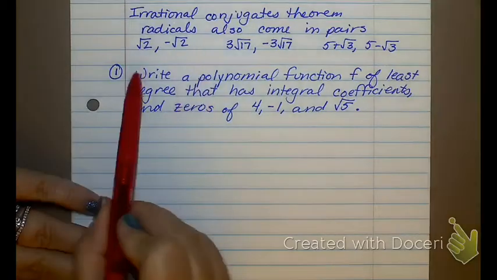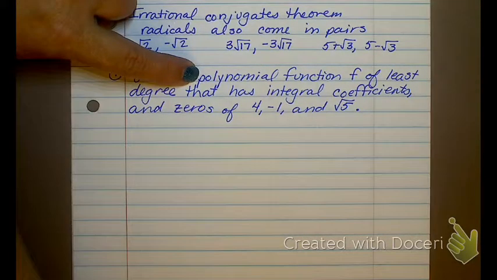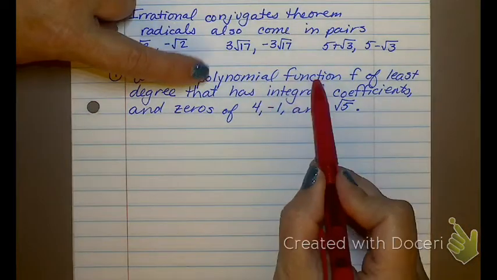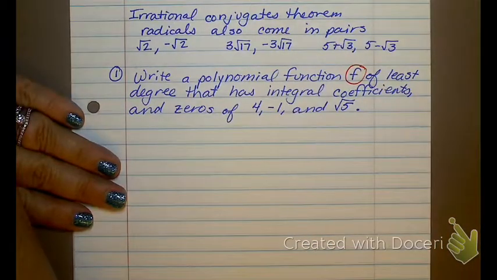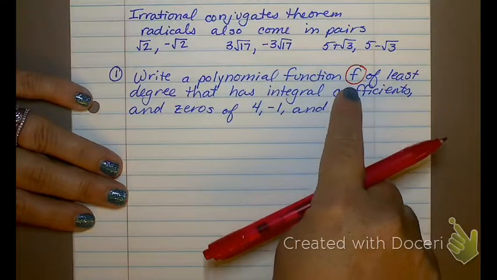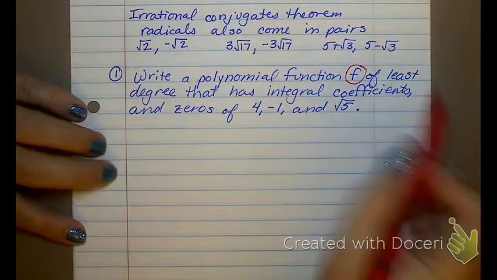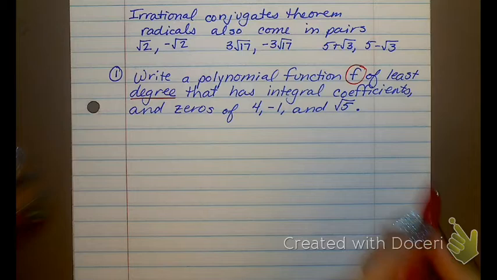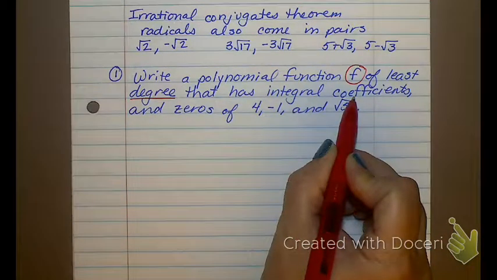So write a polynomial. I know what a polynomial looks like at this point, right? 3x squared plus 4x plus 5. It's going to be something like that, right? So a polynomial function f, this is telling me what we're going to name the function. So we're going to call it f of x. If they said write a polynomial function g, I would be writing g of x. Okay? Of least degree, we'll talk about least degree in just a minute, that has integral coefficients. Well, we know what coefficients are. What are coefficients?